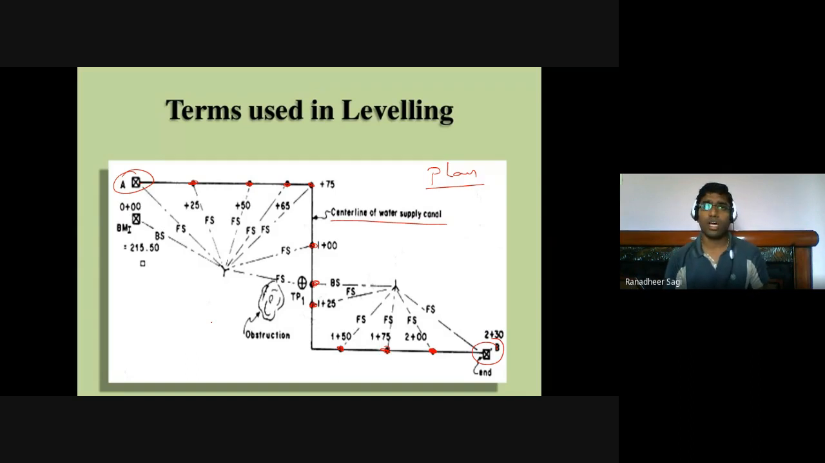For determining the elevations of the various points marked along line AB, I should be setting up my instrument at some location. Now, how should I set my instrument? Should I establish my instrument only along the center line of the canal going from point A to B? It need not be. You can set up your instrument anywhere.